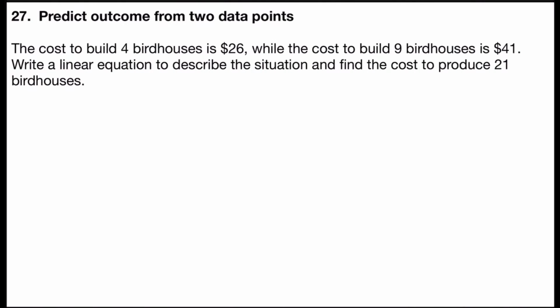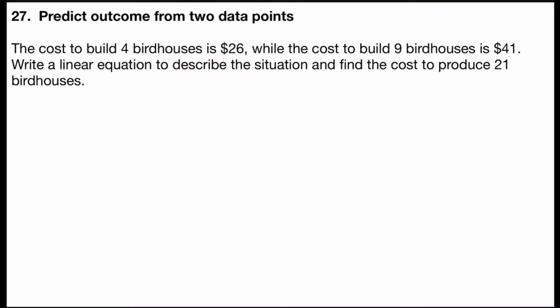Problem number 27 asks you to predict an outcome from two data points. It says the cost to build 4 birdhouses is $26, while the cost to build 9 birdhouses is $41. Write a linear equation to describe the situation and find the cost to produce 21 birdhouses.